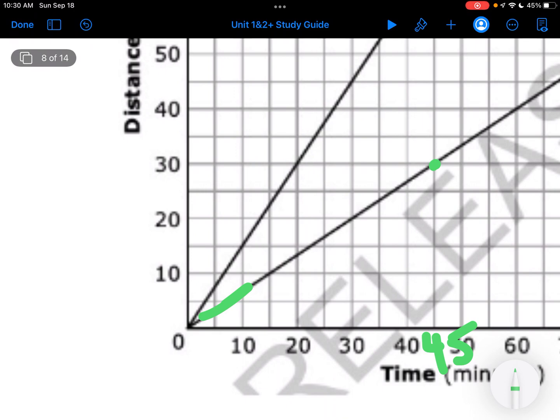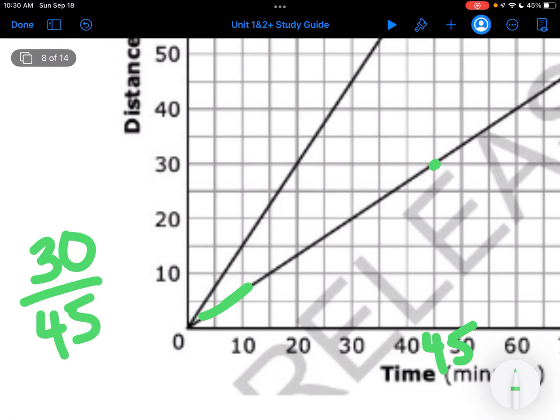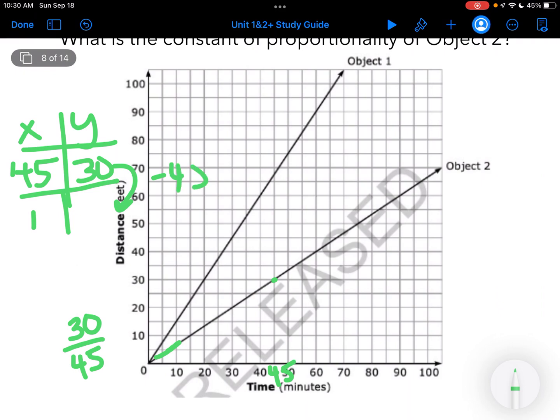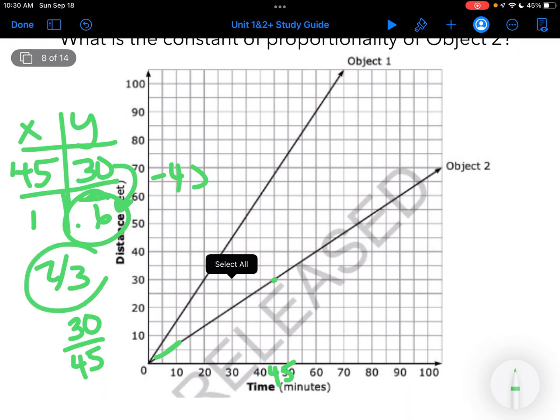So I'm going to do 30 divided by 45. And I know that because I've got my X and my Y. I know my X is 45. I know my Y is 30. And I want to find the constant of proportionality. So when X is 1, what is Y? So I'm going to divide by 45 on each side. So 30 divided by 45 gives me 0.6 repeating. So 0.6 repeating is my constant of proportionality, or 2/3. Either one.